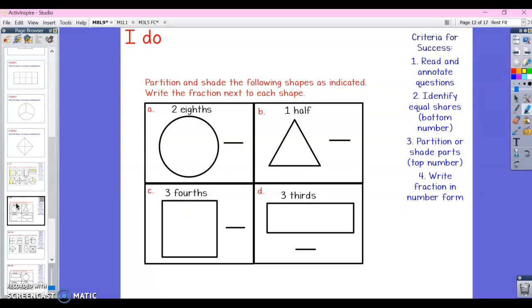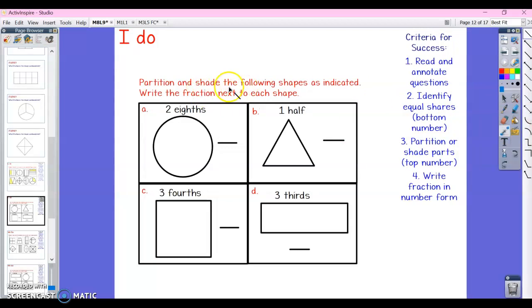Next, we are going to partition and shade shapes ourselves. So let's read the directions. It says partition and shade the following shapes as indicated. Write the fraction next to each shape. So this fraction says 2/8. I know that 8 is my whole. That's how many pieces I'm going to have. And 2 is the number I'm going to shade.